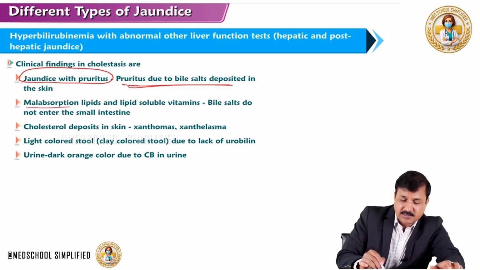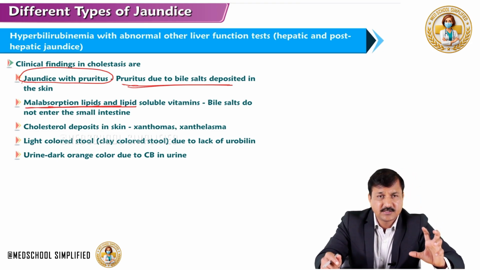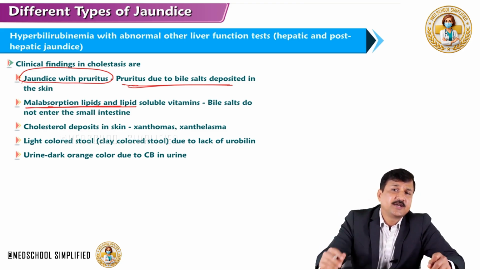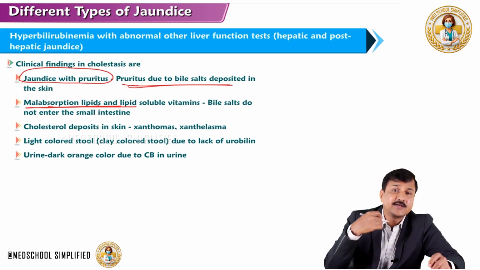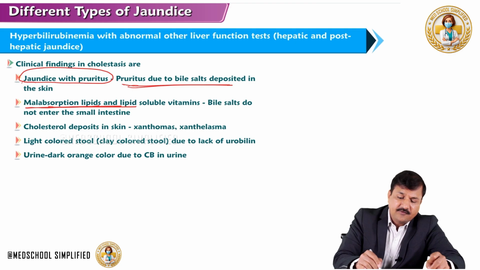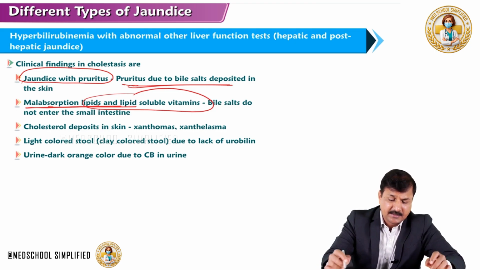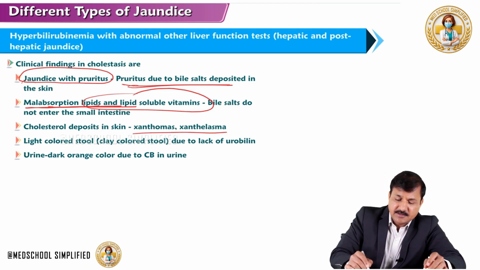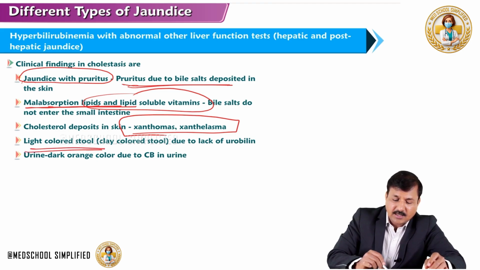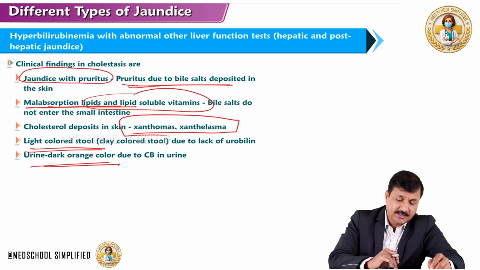And also because the biliary canaliculi and common bile duct are totally obstructed, bile acids and bile salts don't reach the duodenum, so they don't participate in the emulsification process, and that will lead to lipid malabsorption, that is essential fatty acid deficiency and fat soluble vitamin deficiency, which can be seen in this particular obstructive pattern. And cholesterol deposits in the skin can be seen, leading to xanthomas, xanthelasmas. Light colored stool, dark colored urine is one of the findings there, as we have already seen previously.